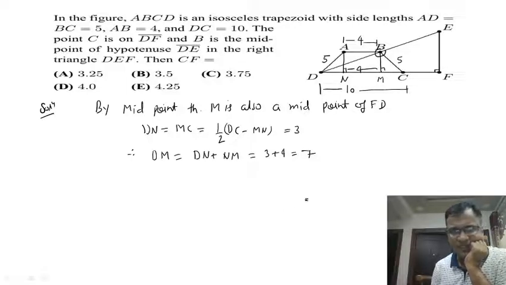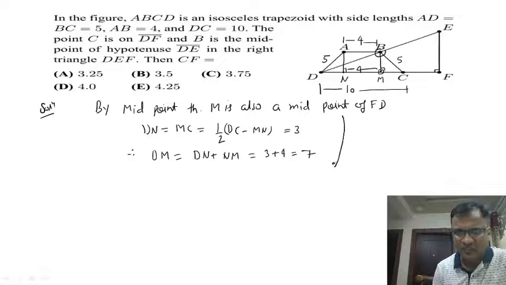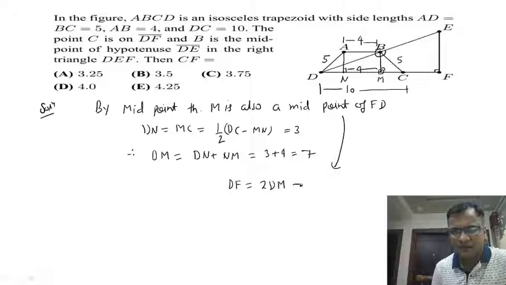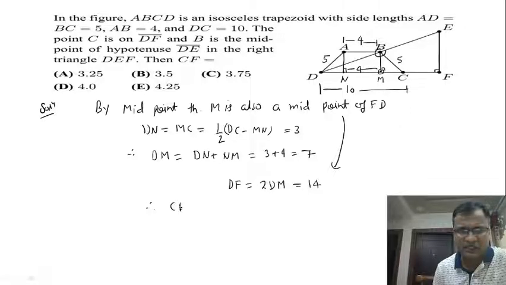And remember one point. M is the midpoint of DF. So if M is a midpoint, then we can write DF equals 2 times DM. So DF becomes 14. Therefore, what is the length of CF?